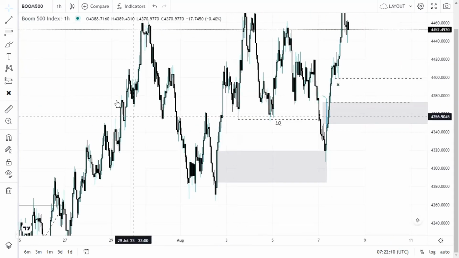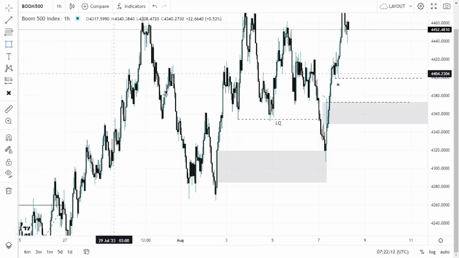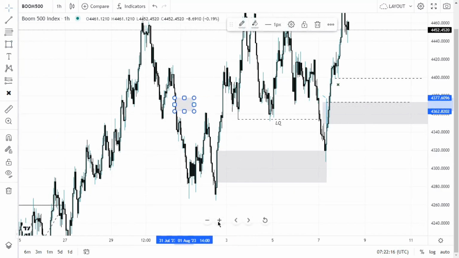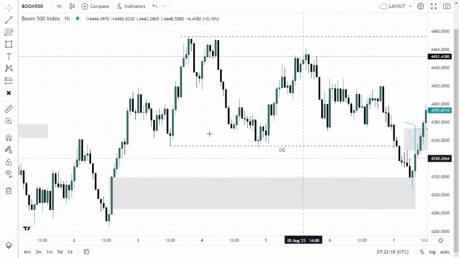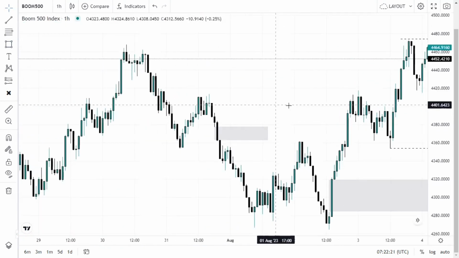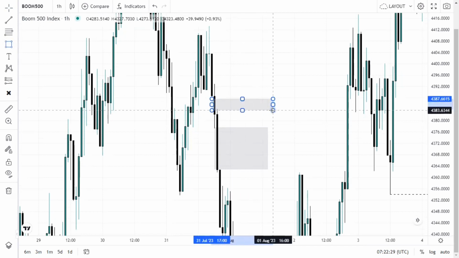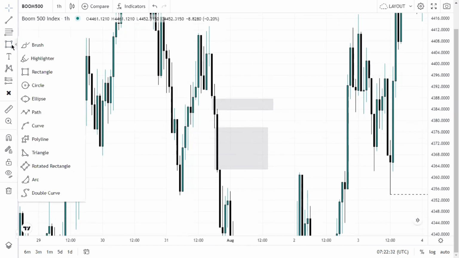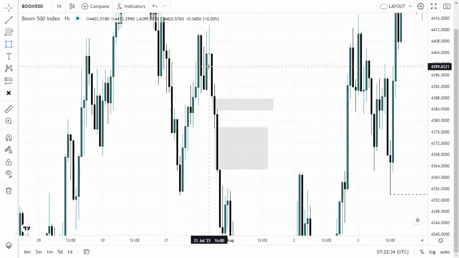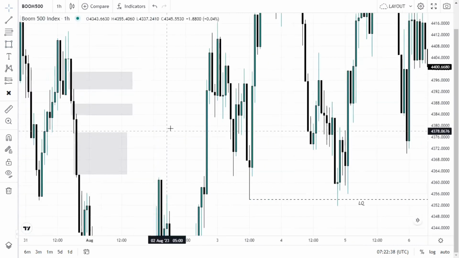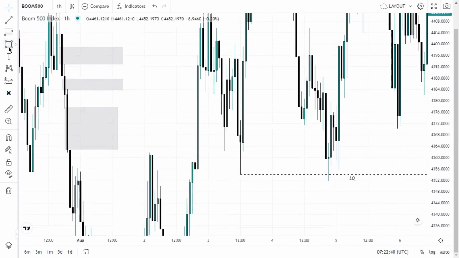Now this is also an imbalance over here. This is also an imbalance over here. Now, if I zoom in, you're also going to see smaller imbalances. Let me just show you. Now, this is also an imbalance. This is also an imbalance. This is also an imbalance. Okay? So it does not mean that all the ones I did not highlight here are not imbalances. No, of course, they are imbalances.